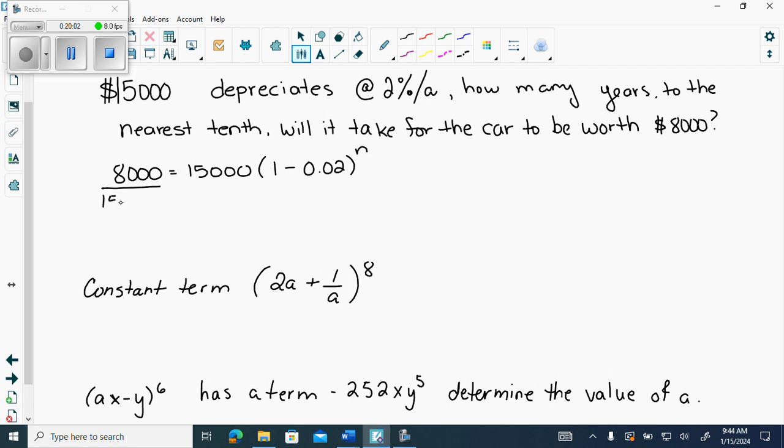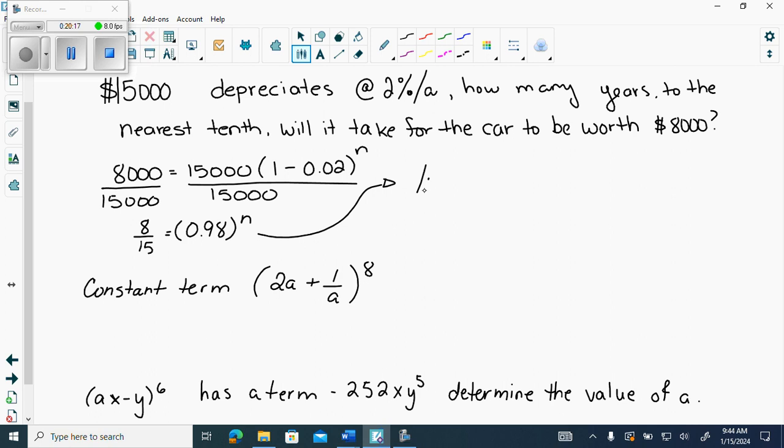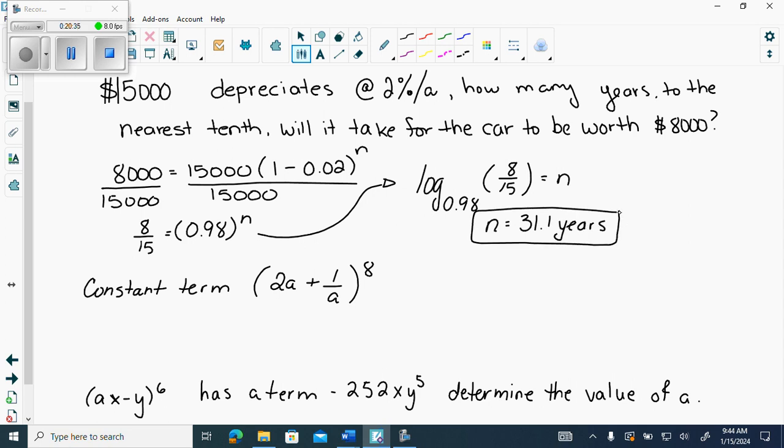We divide that by 15. If we know the initial and the final, we'll always divide our initial over first. And so we get 8 over 15 equals 0.98 to the n. And then we convert to a log every single time. So the base of my exponent becomes the base of my log. So I get log base 0.98 of 8 over 15 equals n. And when I plug that in, I get 31.18. And you just round it like normal, unless they ask for, like, has to be below 8,000. Can you just round up?